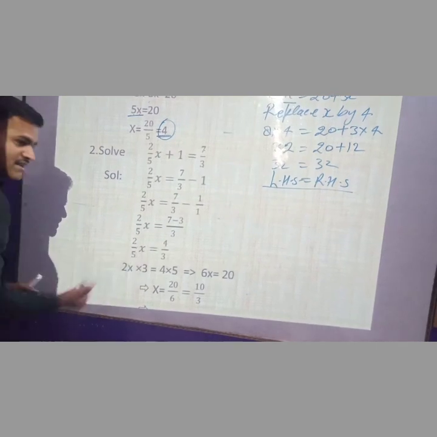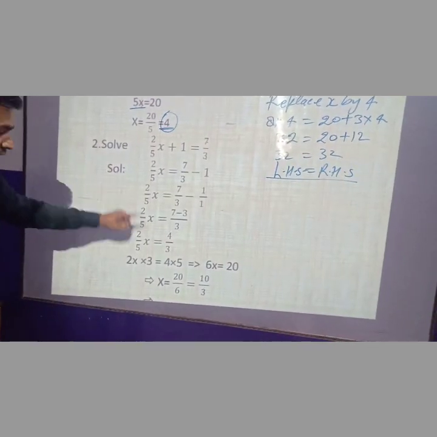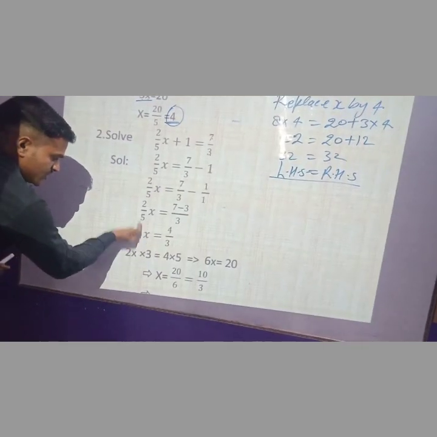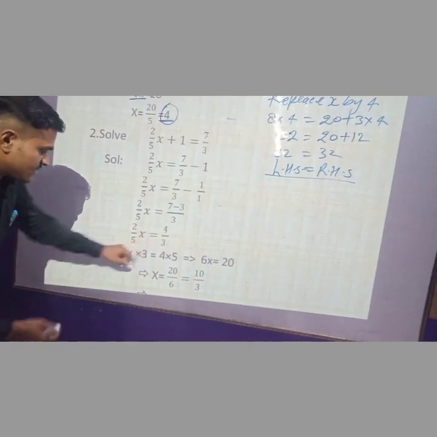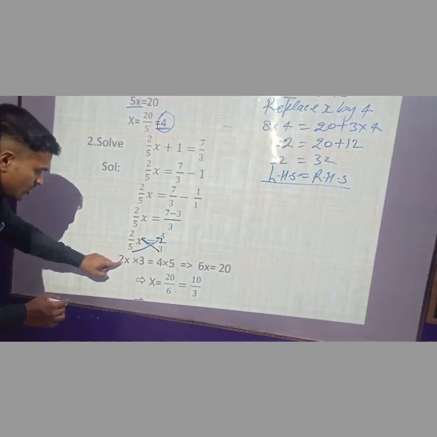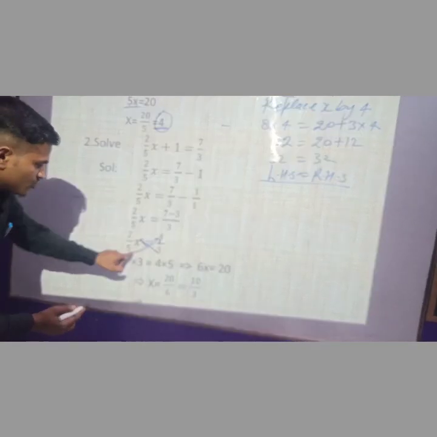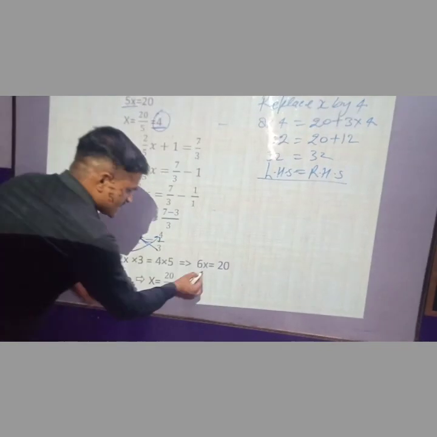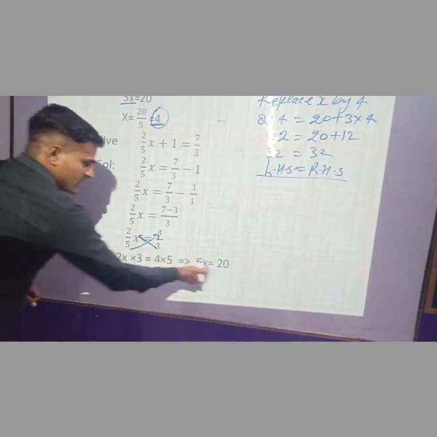Now, cross multiplication. Come on, the fifth law. By cross multiplication, we get 3 multiplied with 2x. So 2x multiplied with 3. Like that. Okay? And 5 multiplied with 4. So we get 2x into 3 is equal to 5 into 4. So 2x into 3 is equal to 6x. Yes? 4 fives are 20.